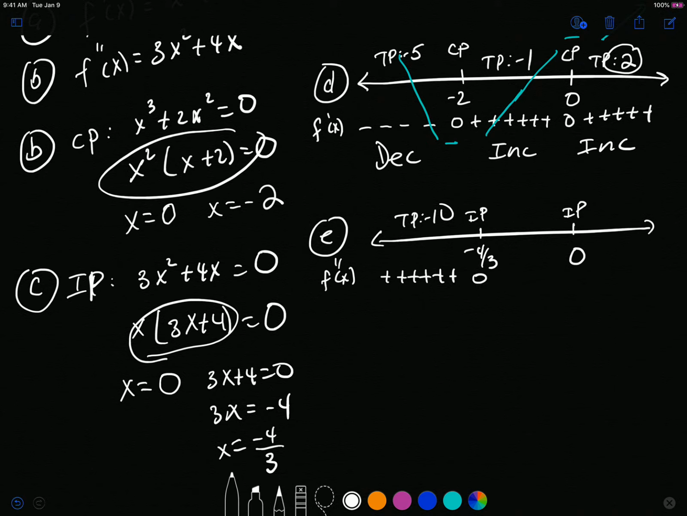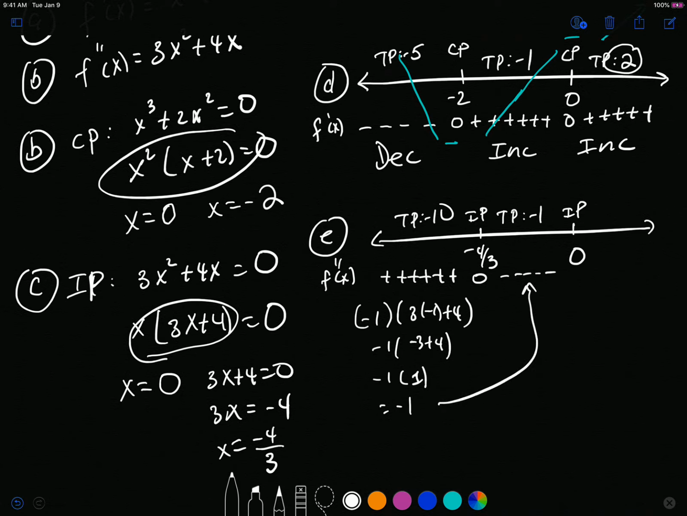Inflection point is 0. I believe negative 1 is between these two. If I plug in negative 1, that's negative 1 multiplied by 3 times negative 1 plus 4. Negative 1 multiplied by negative 3 plus 4. Negative 1 times positive 1. That's negative 1. So therefore, these are all negatives. Again, you're taking it and plugging it into the appropriate equation.